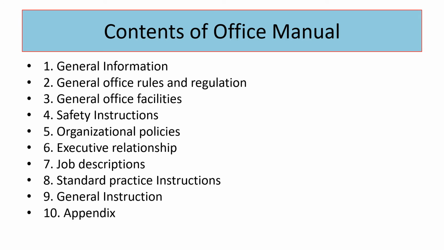The first point of the office manual is the general information: the name, address, telephone number of the company, its departments and branches, nature of business of the company, organization structure, and the names and addresses of the executives. Thereafter, the next point is general office rules and regulations.